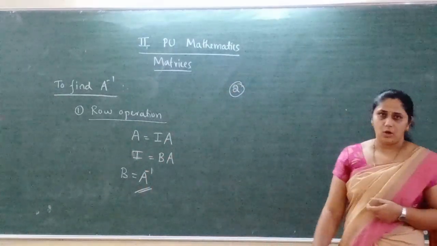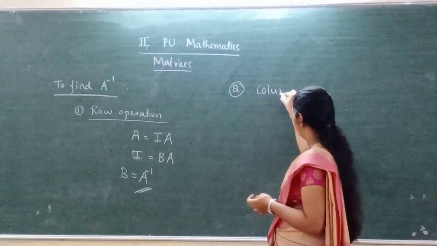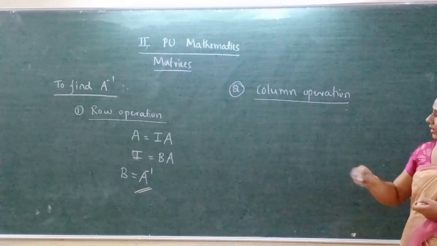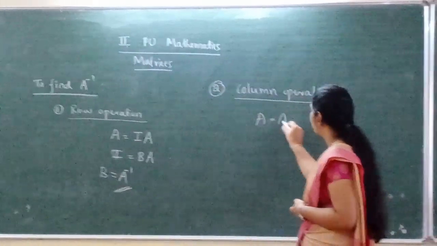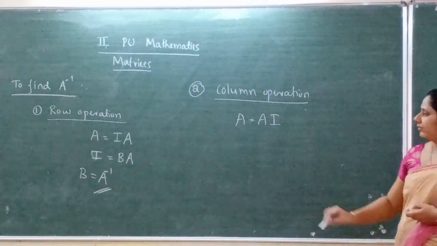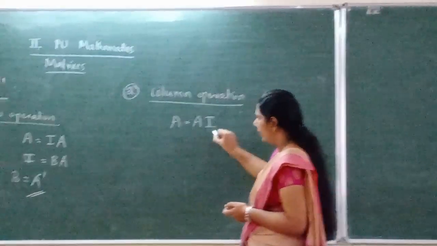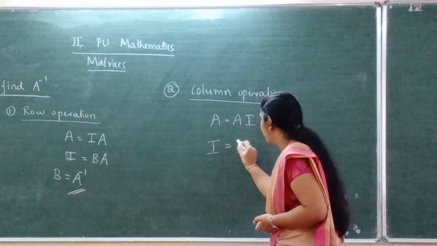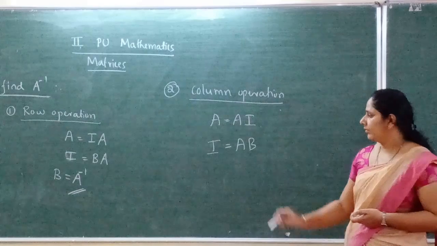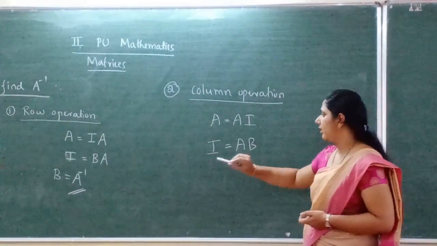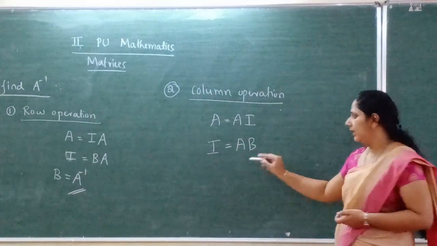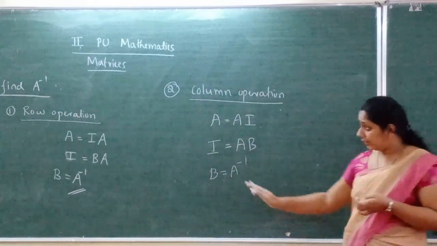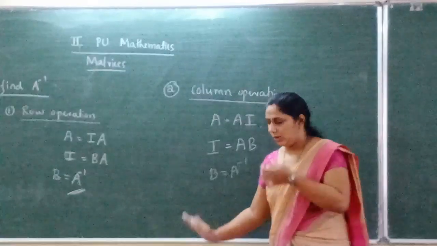Now you can use column operation also. That is, in column operation, we have to take A is equal to A into I. First we have to write A is equal to A into I. Then after applying a sequence of column operations, we will get I is equal to A into B. Then this B is called the inverse of A. So either you can do row operation or column operation.